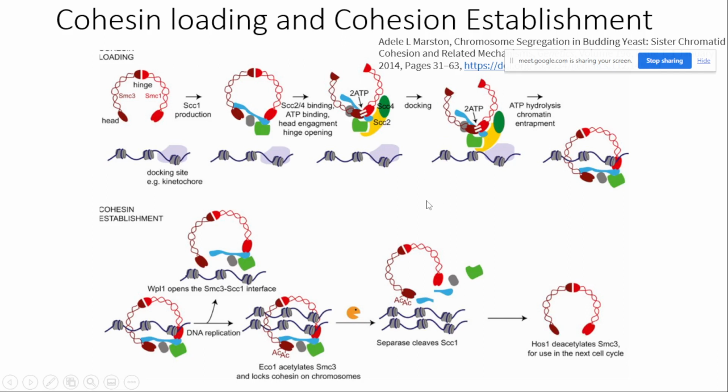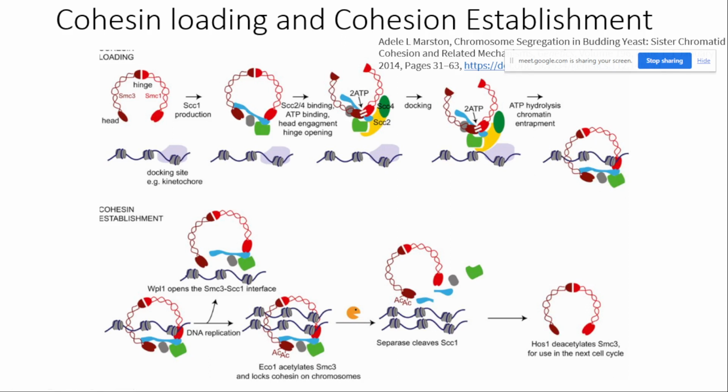For entrapment, it needs ATP hydrolysis. As it already has ATP bound here, ATP hydrolysis will occur, because SMC1 has a functional ATPase head, and SMC3 has a functional ATPase head. So they will hydrolyze these two molecules of ATP, and after this ATP hydrolysis, the hinge region will be opened. DNA will enter through this hinge region, and after that it will be entrapped by the cohesin ring complex. And this is the final conformation after the chromatid entrapment.